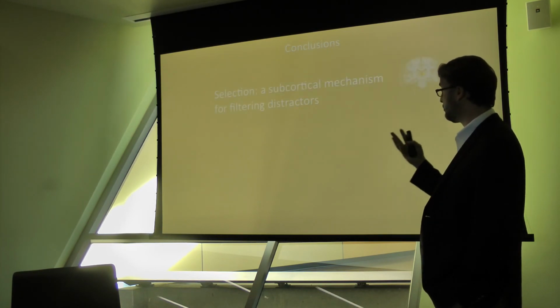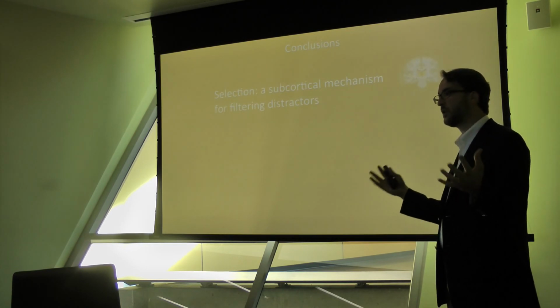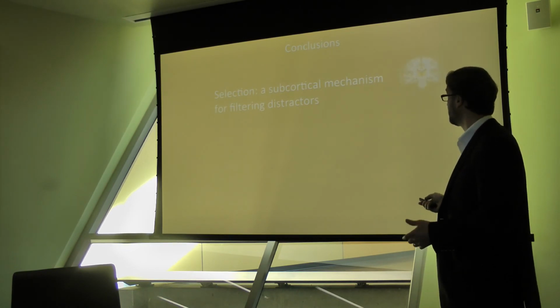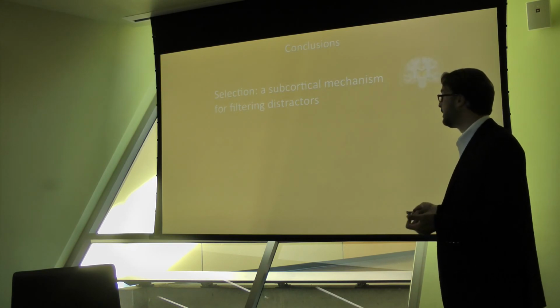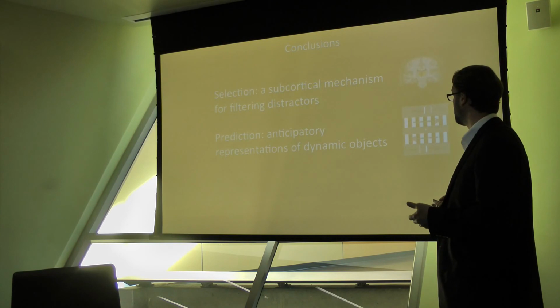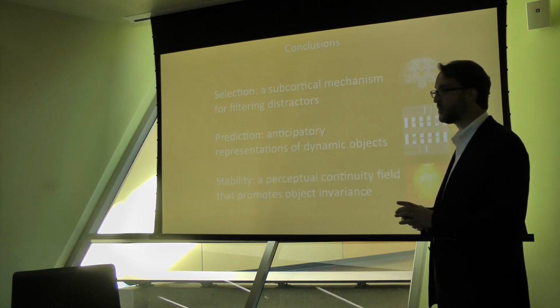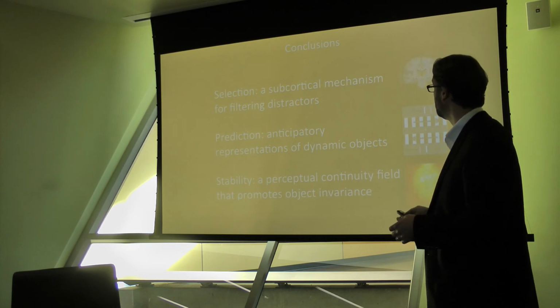So in general, across these three sections, which are very different, there are three major goals of visual processing. One is filtering distractors, because every scene is cluttered. Second is predicting where things are going. Even if we've isolated it, we need to predict where it's going. And third is maintaining a stable identity representation of that object so that the world doesn't appear to fluctuate.